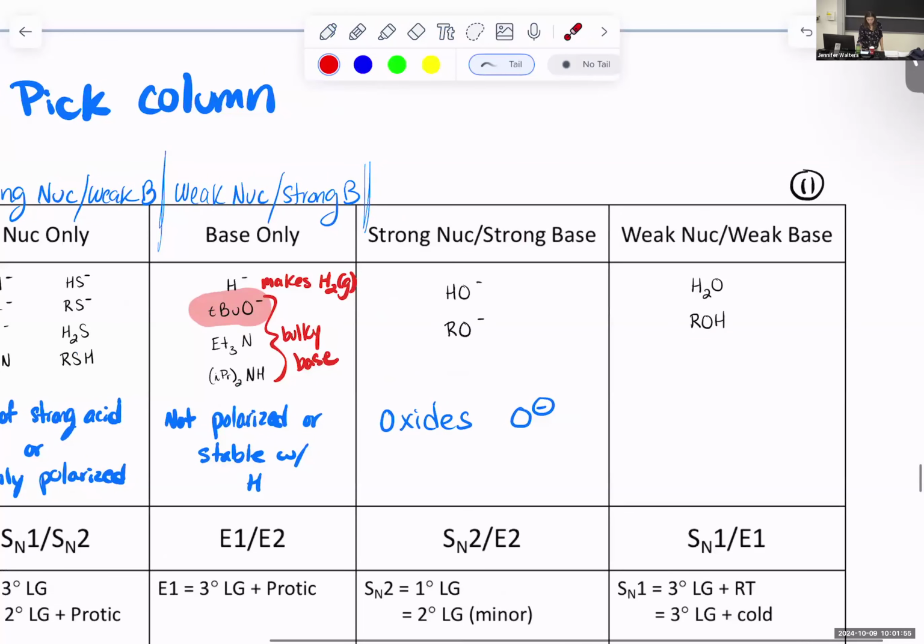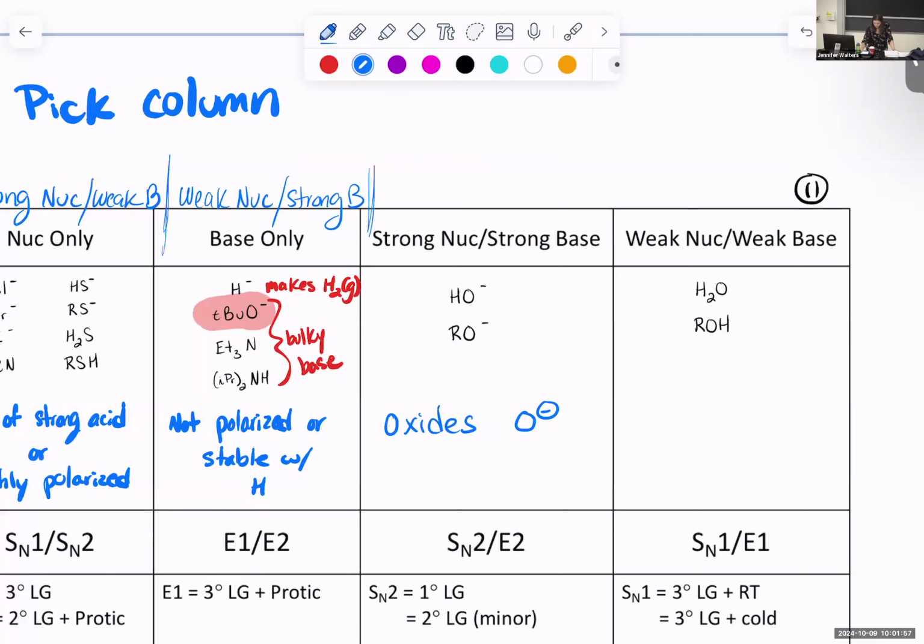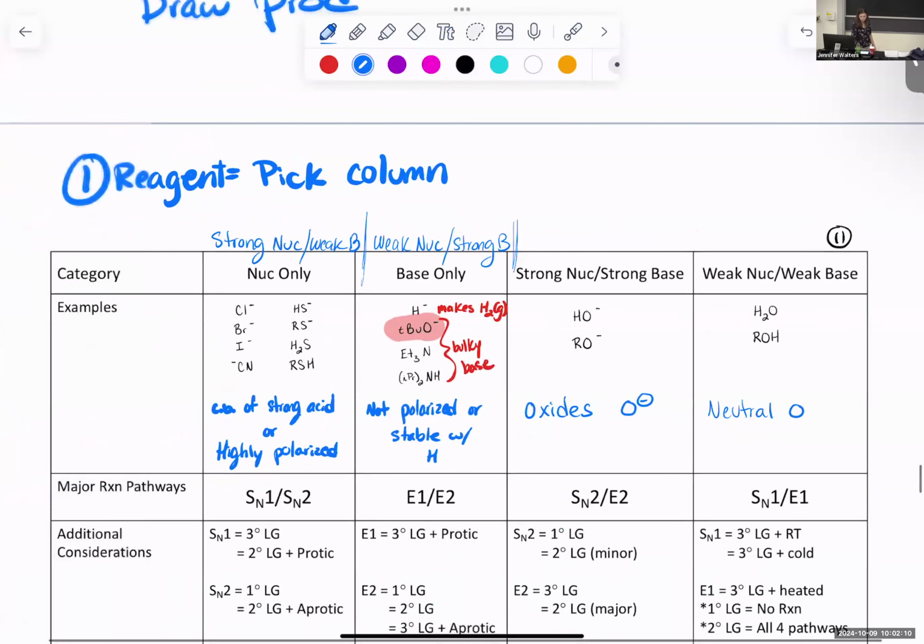And if you are just a neutral oxygen, then you're not good at being either. You're a weak nucleophile and a weak base. You're not really good at either one. You could do either one, but you're not great at it. You have a lone pair, but you're neutral.